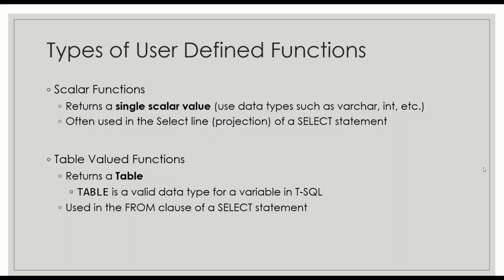As I mentioned previously, we have two different types of user-defined functions that we're looking at. The first is scalar-valued functions, which return one single scalar value, and the second is table-valued functions. These return an entire table worth of data, so rows and columns populated just like a table, and we're going to be using the word table as a data type. Typically, we use table-valued functions in the from clause of a select statement.